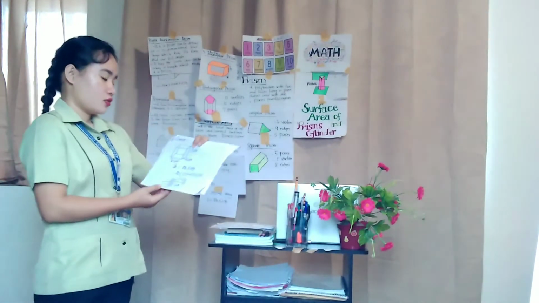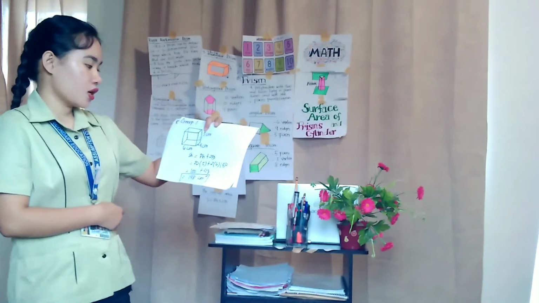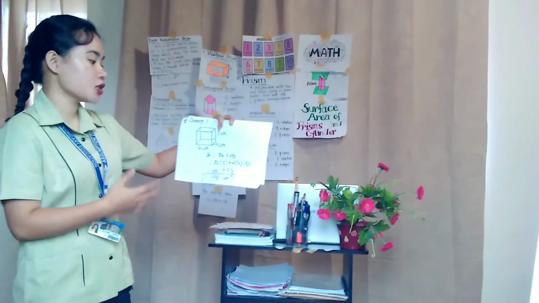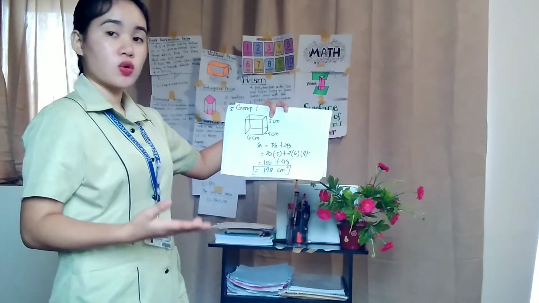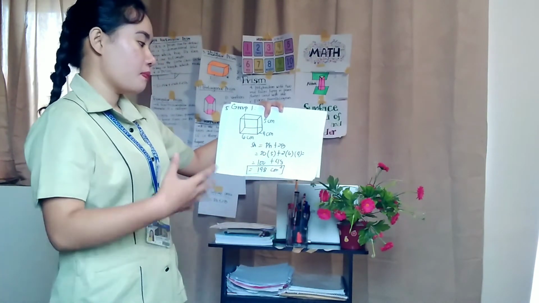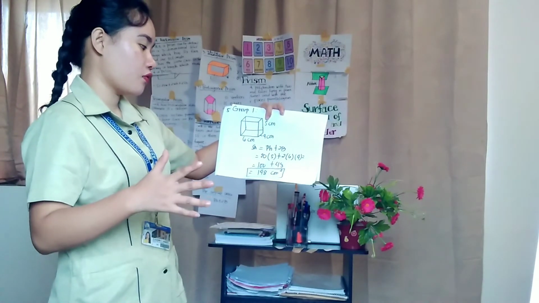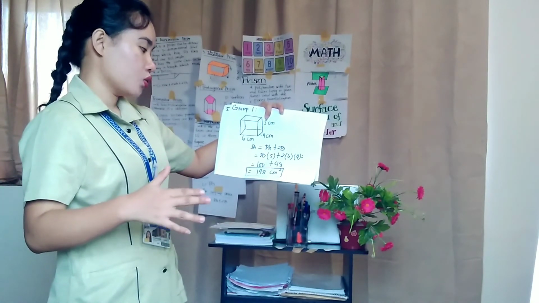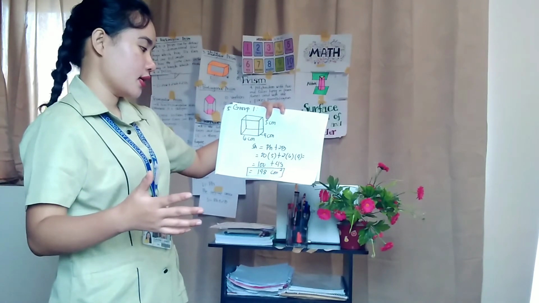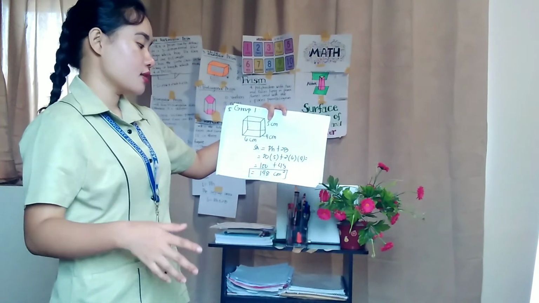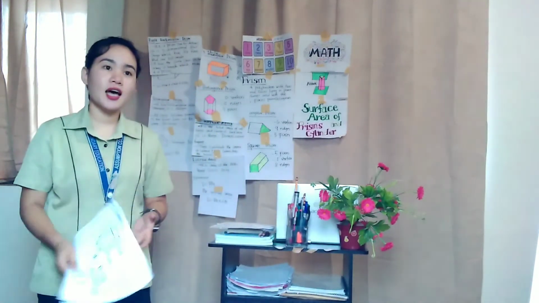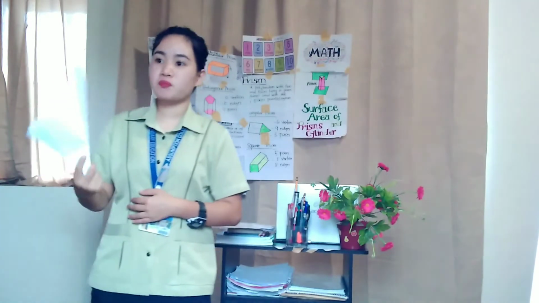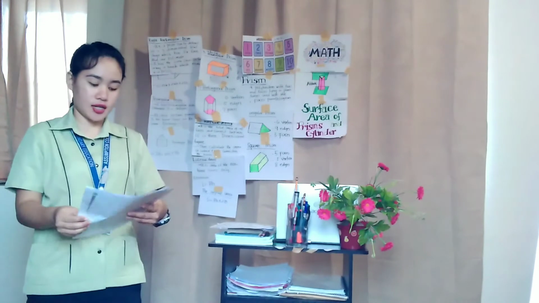To find the surface area, we have PH plus 2B. Our perimeter is 20 times height. Our height is 5 centimeters, plus 2 times 6 times 4. So 20 times 5 equals 100, plus 48. So the answer is 148 centimeters squared. Very good. And now, group 3 and 4, come here in front. What is your answer?